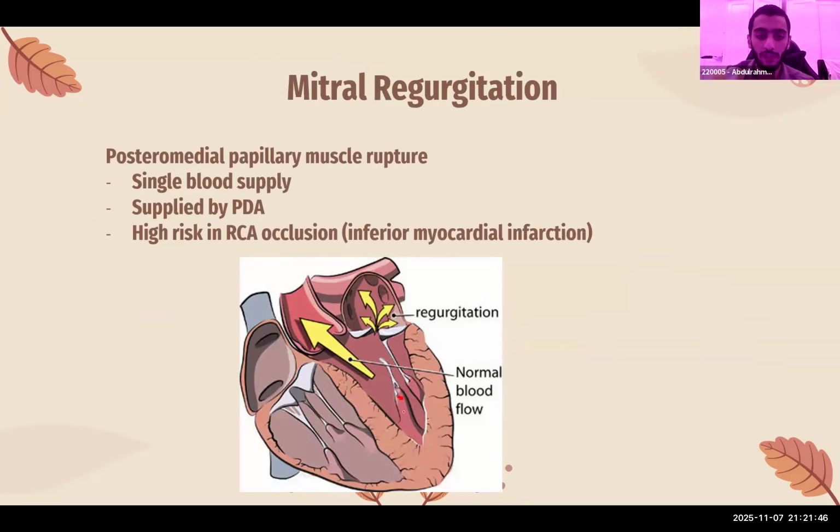So see this is the posteromedial muscle, and it's weak. So what happens here is that we have rupture. So the blood is going to flow back since it's no longer able to support this valve, and you get mitral regurgitation. Now this is really important if they want to say that someone has an occlusion in the right coronary artery, because the right coronary artery.